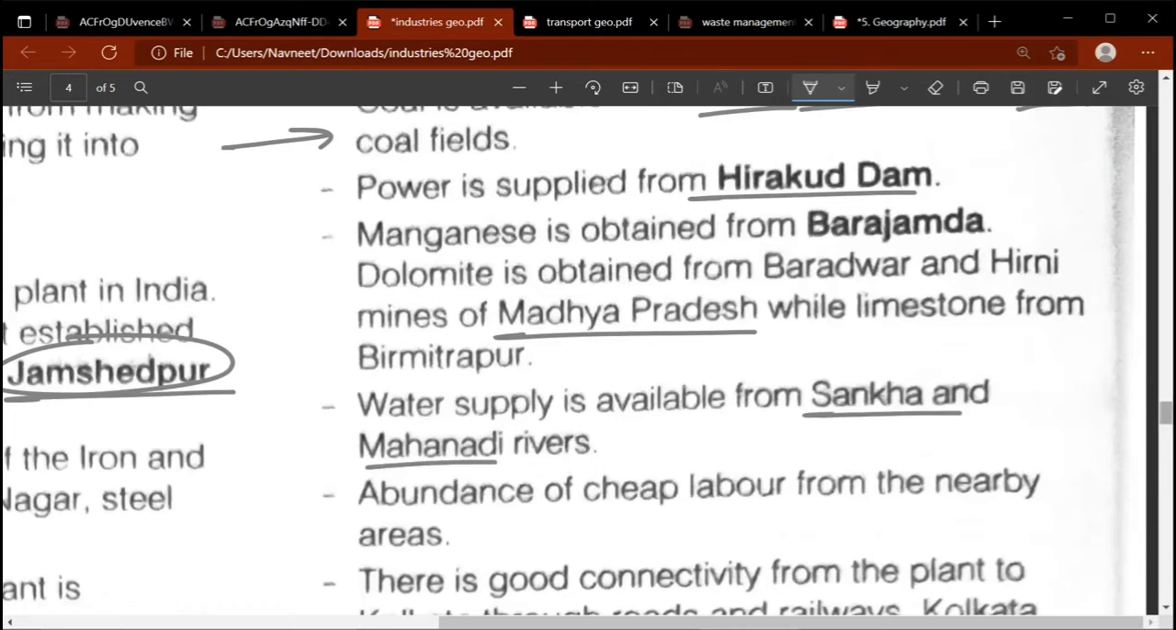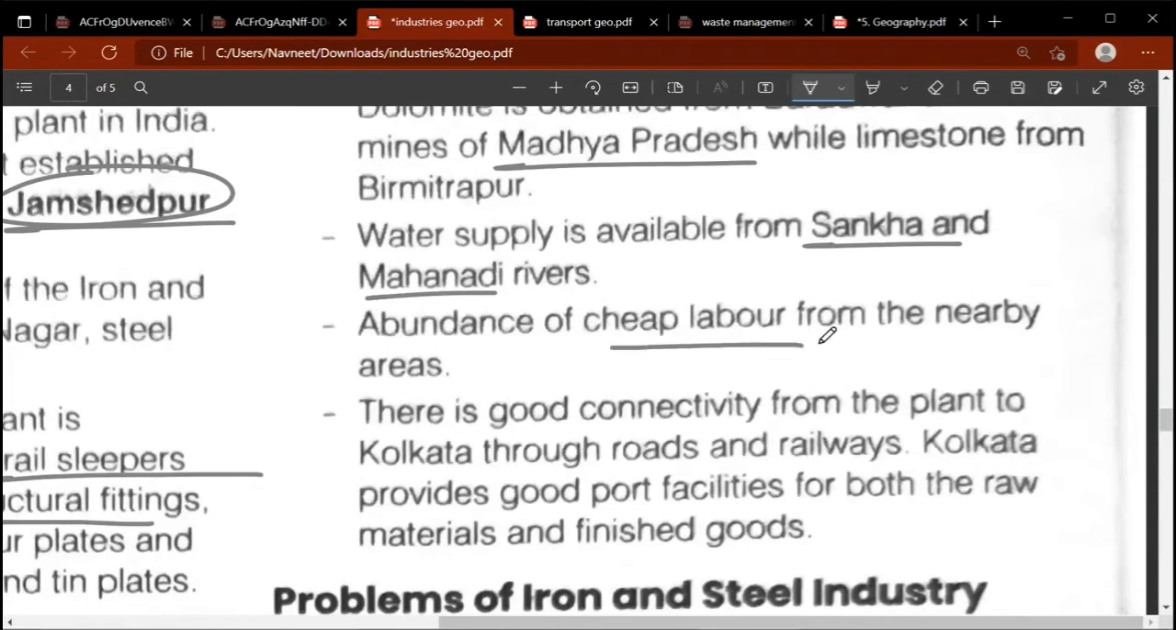Remember the two rivers. Abundance of cheap labor from nearby areas. There is good connectivity from the plant to Kolkata because Kolkata is the closest commercial, financial and capital hub nearest to these plants, such as TISCO and Rourkela Steel Plant. Kolkata provides good port facilities for both raw materials as well as finished goods.